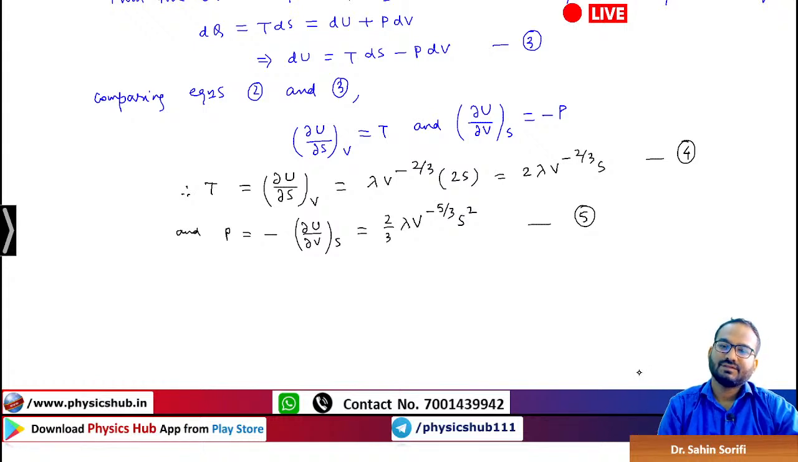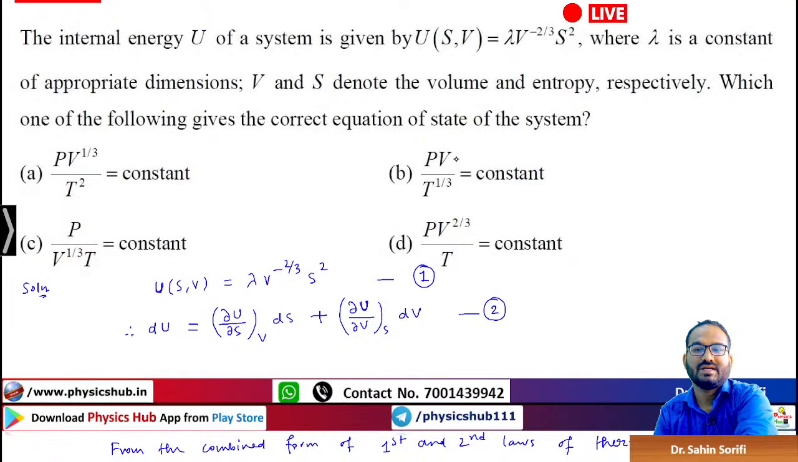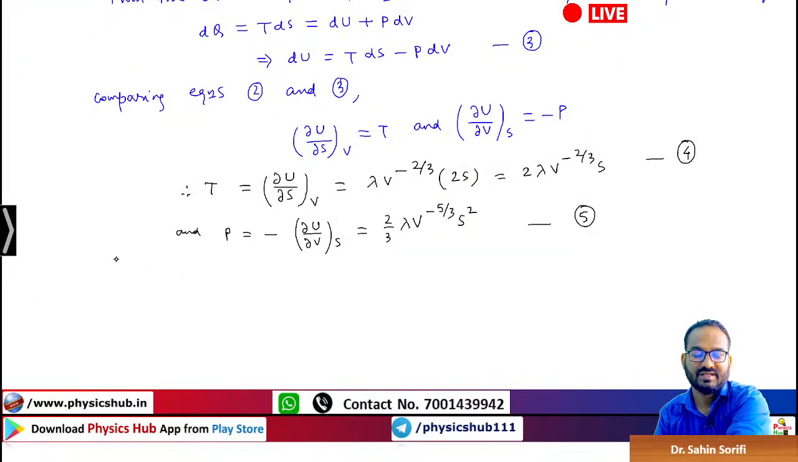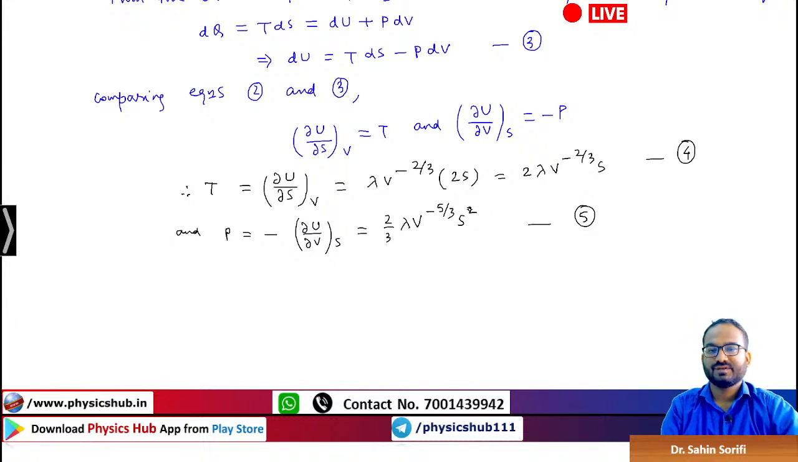Now, as you can see, we have S and S square. And in the options, you see there is no S. So we have to do something so that this S dependency goes away, because in the given question there is no sign of S. If you want to remove this S, we can take the square of equation 4, then S square will come, and if you divide, S square will get cancelled. So P divided by T square, the T square will give you S square.